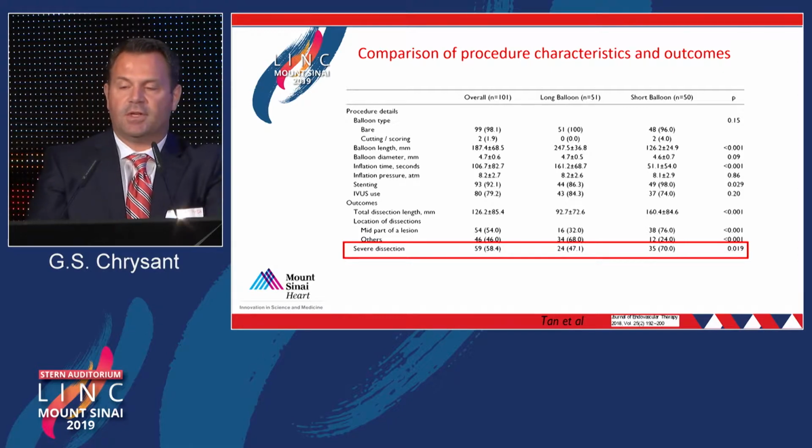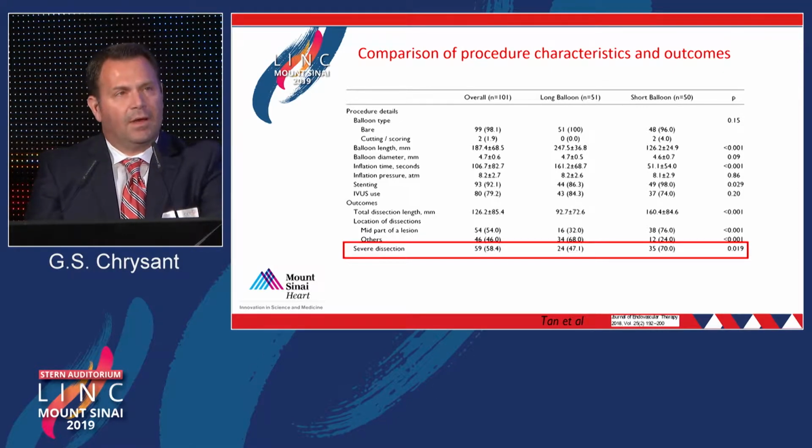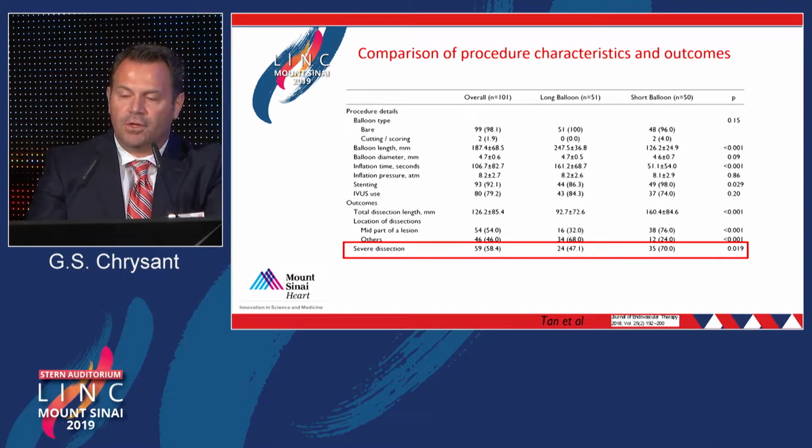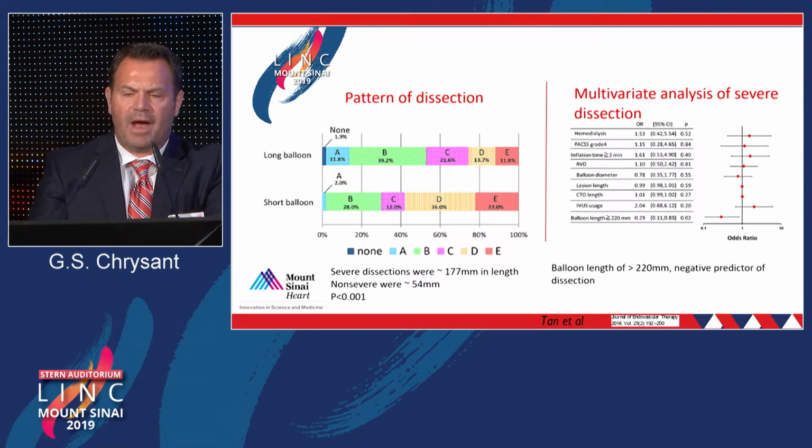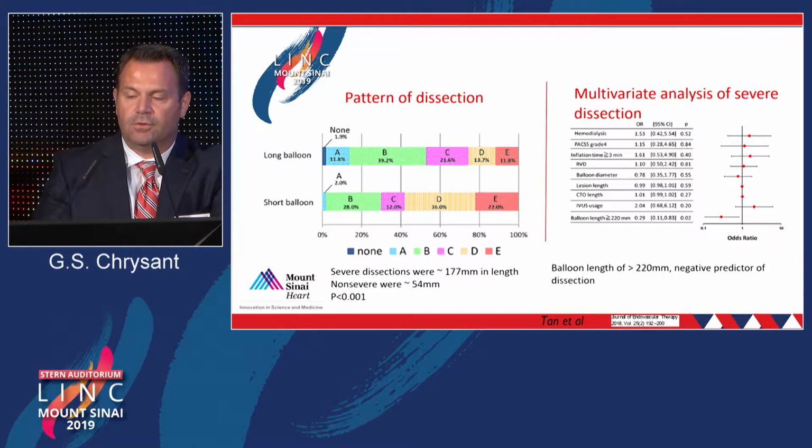So if you look at severe dissection, if you were able to use a long balloon, i.e. trying to get on either side of the lesion or the occlusion, you had significantly less severe dissection. And in terms of pattern of dissection, this was an SFA study because there is no below-the-knee study, but you see that the severe dissections were actually quite severe when you compare 177 millimeters in length to 54. And when they looked at all the variables, it turned out that if you had a long enough balloon, so in this particular instance, greater than 220, that was a single negative predictor of dissection. So long balloons do matter.